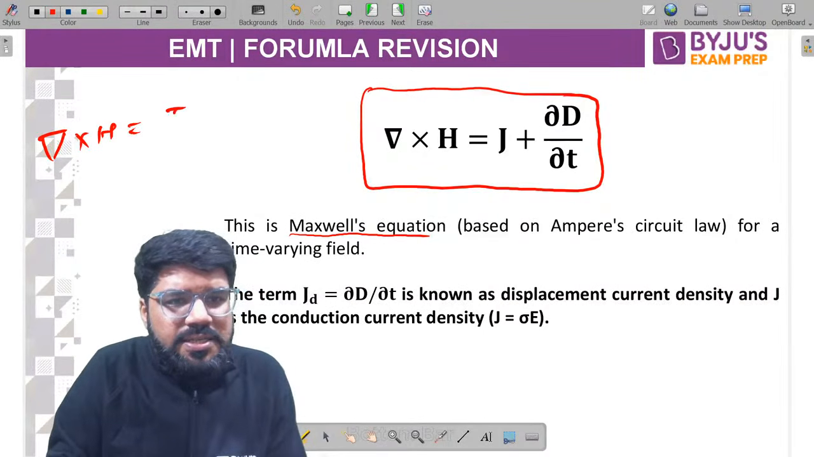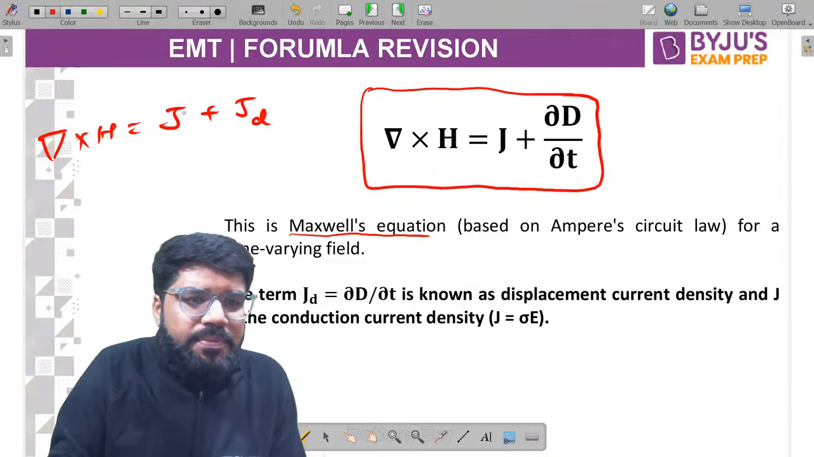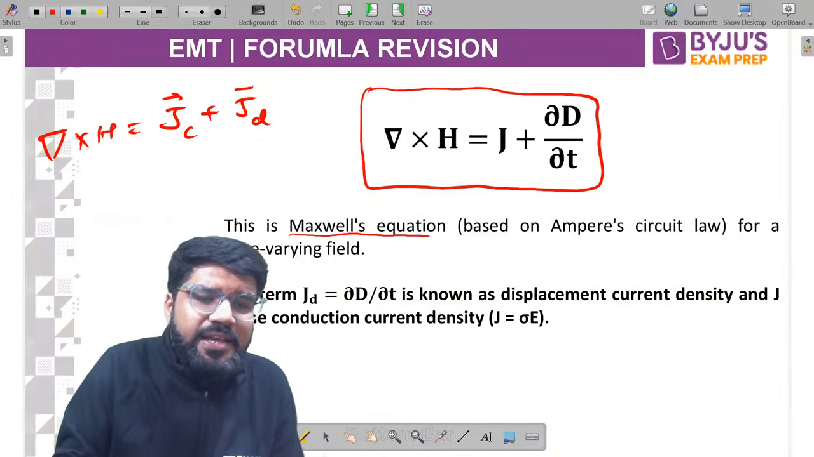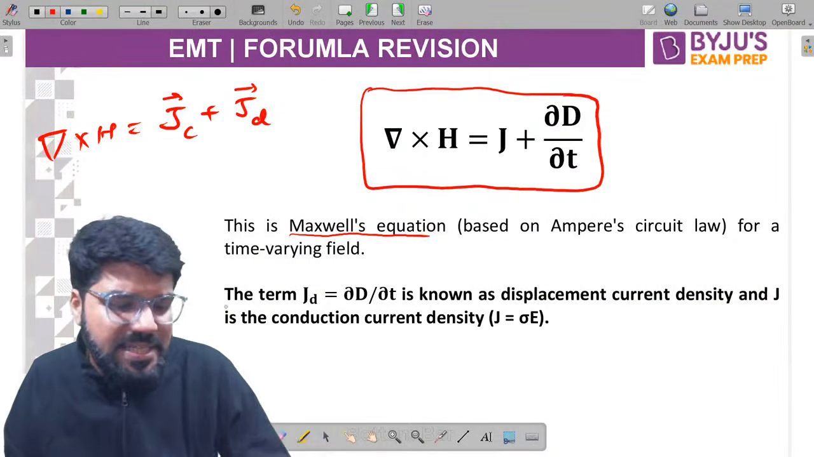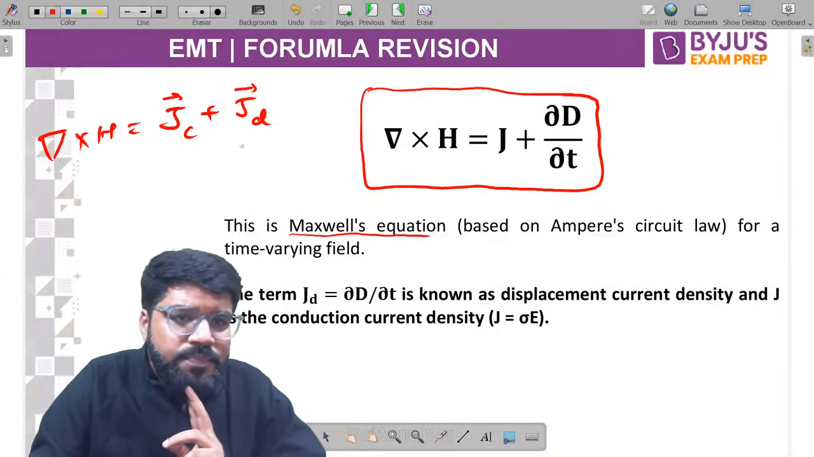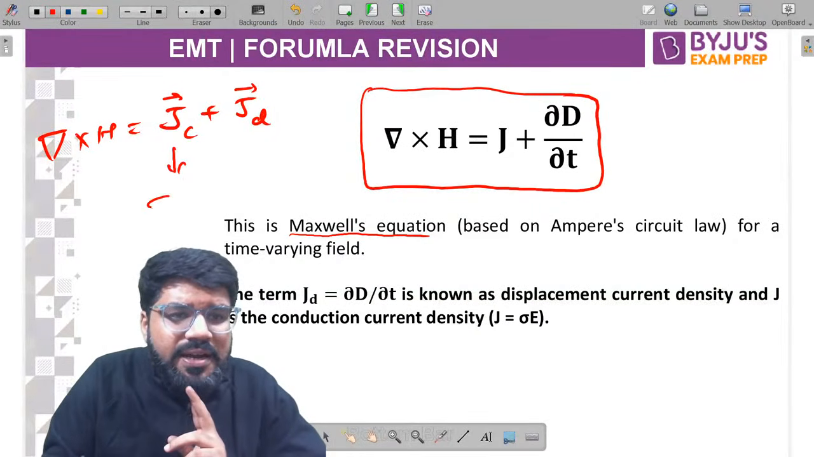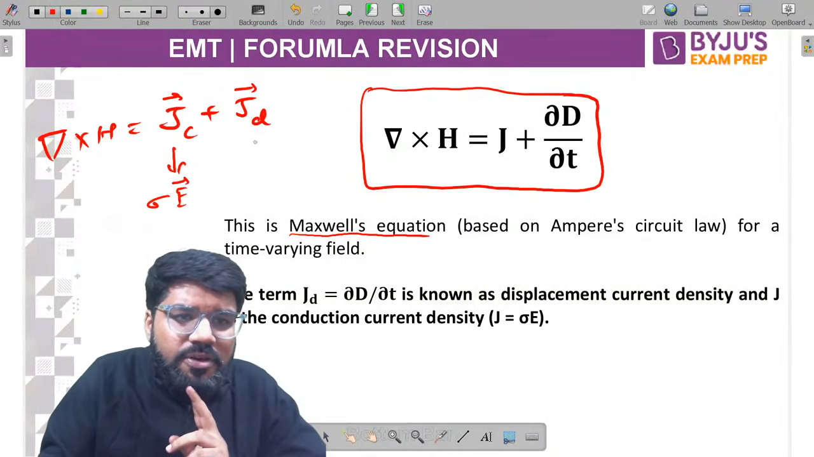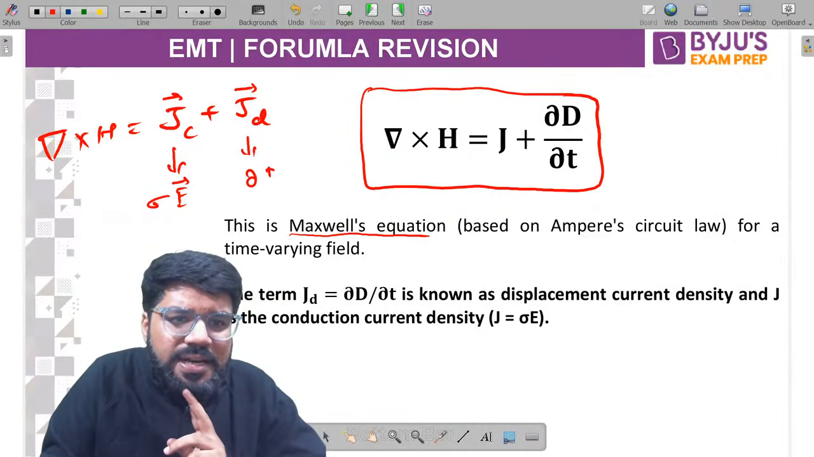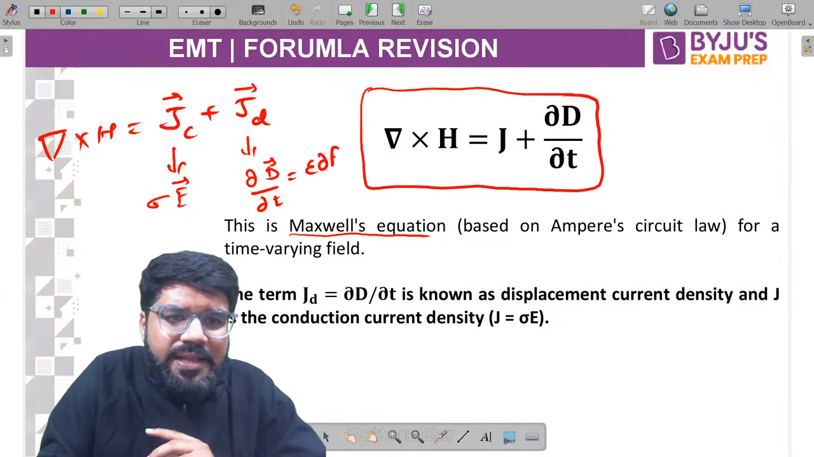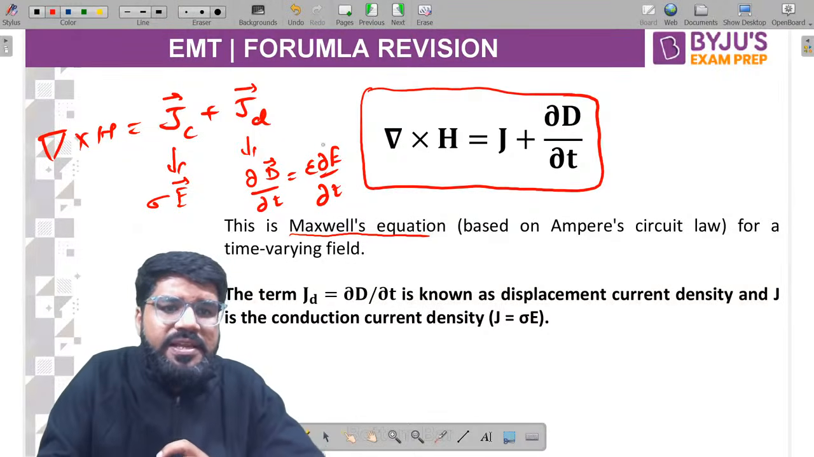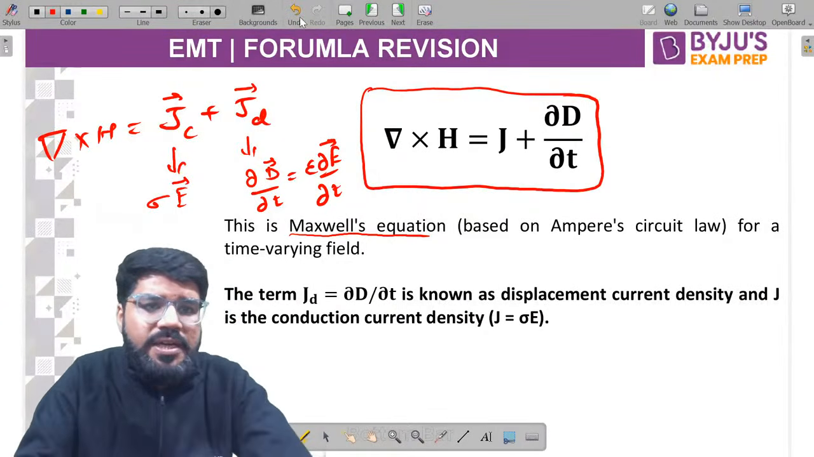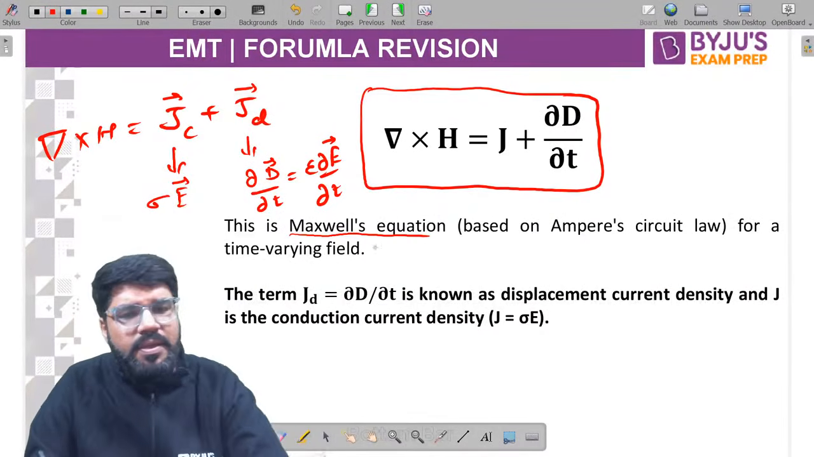Del cross H is J plus JD. Let me be more specific. It is JC plus JD, where we have already told you J or JC is known as the conduction current density. What is the formula for conduction current density? That is sigma E. What is the formula for displacement current density? That is del D by del T, or del D by del T can also be written as epsilon del E by del T, because D is equal to epsilon E, and epsilon is constant, so it goes outside the differentiation.